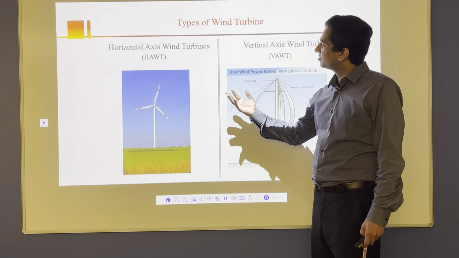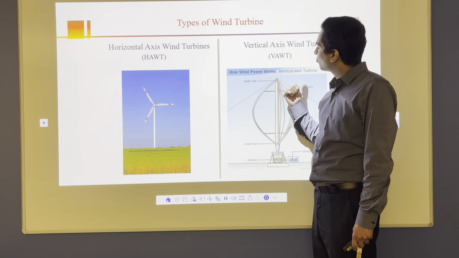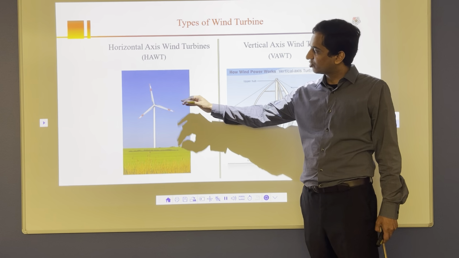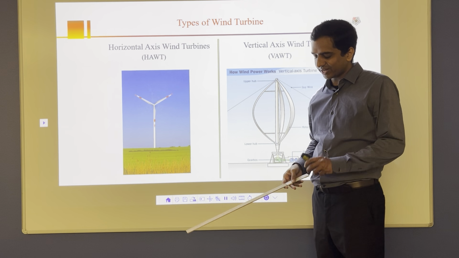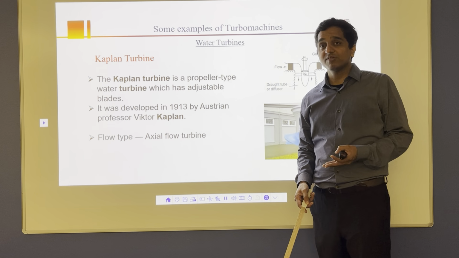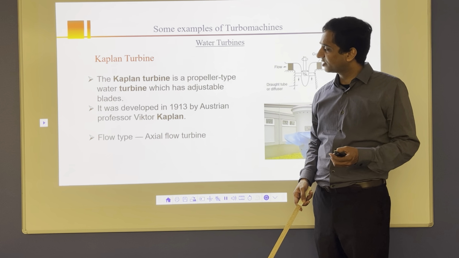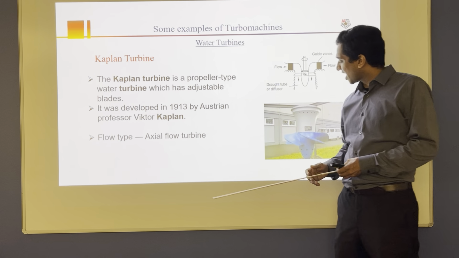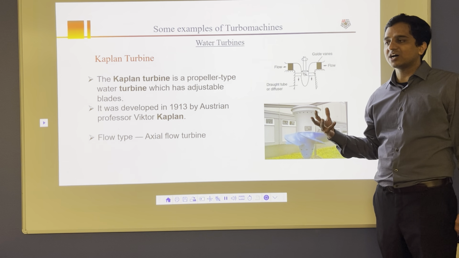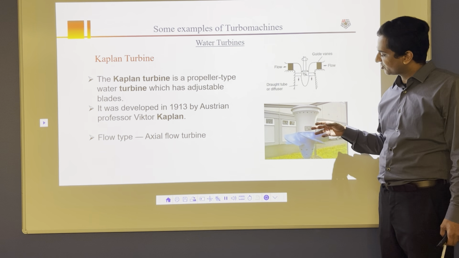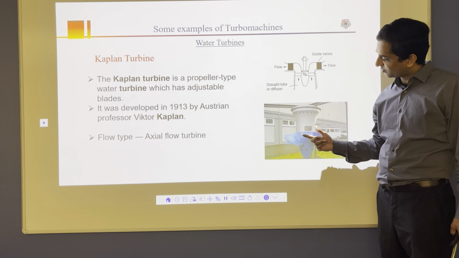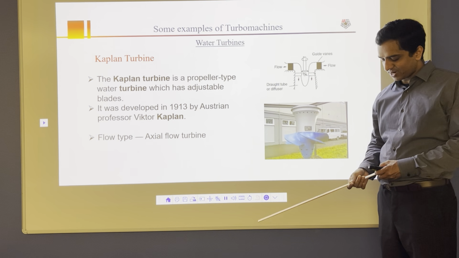Then some other turbines: wind turbines, known as horizontal axis wind turbine and vertical axis wind turbine. The axis of rotation is horizontal, parallel to the ground, so that's your horizontal axis, and then you have the vertical axis wind turbine. The idea is the same: extract the energy from the wind. Then we learned some examples about water turbines. One of the water turbine examples is the Kaplan turbine. The Kaplan turbine is an axial flow machine. It means that if you have water available in very large quantity but at very low head, you install this turbine, the water falls on this blade and rotates the blade, you generate the energy, and that's your Kaplan turbine.